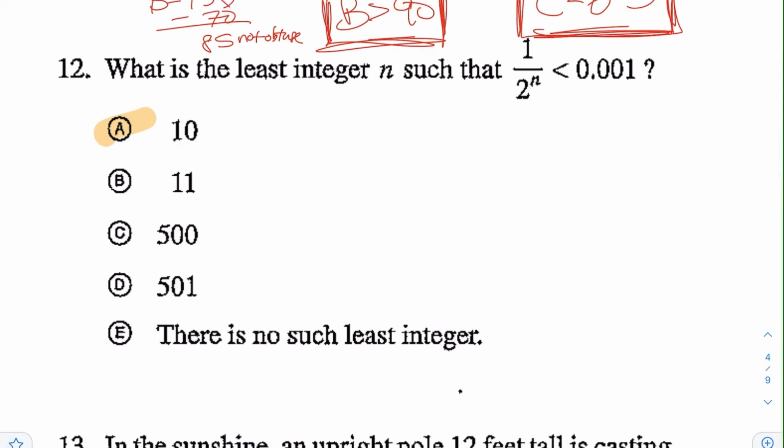Next, for number 12, what's the least integer n such that 1 over 2^n is less than 0.001? So you can rewrite 0.001 as 1 over 1,000, because this is 1 thousandth. And that makes it a little bit easier. In order to have 1 over 2^n less than 1 over 1,000, that means that 2 raised to the n power has to be greater than 1,000. So here you can just find exponents of 2 that will be greater than 1,000.